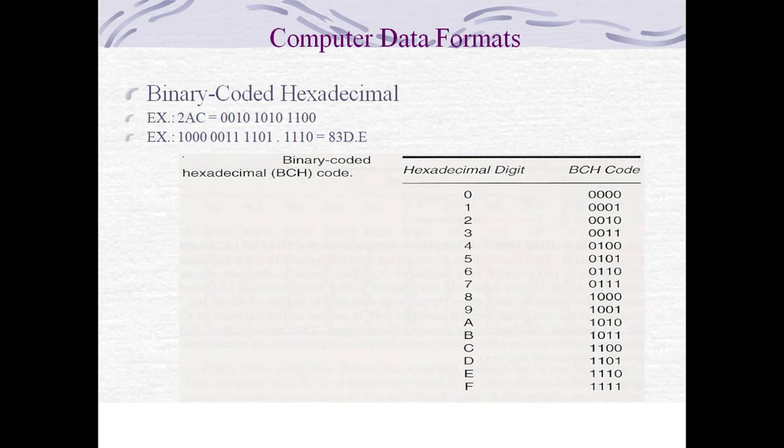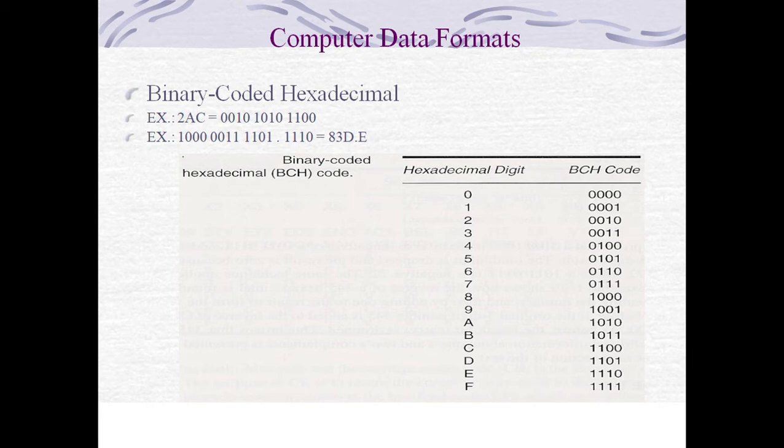Binary coded hexadecimal codes are given in the table here. Here we have a hexadecimal digit. In the hexadecimal system, we have 16 digits, which include digits from 0 to 9, which are actually the digits from the decimal system. And as we know that there are 16 digits in the hexadecimal system, the rest of the digits are taken from the English letters A to F. These 6 letters are taken from the English alphabet, so we have 16 digits.